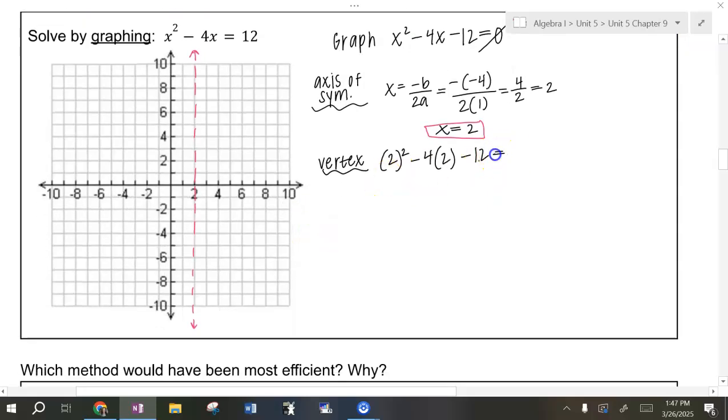So 4 minus 4 times 2 minus 12. You do the exponent first. Now you can multiply: 4 minus 8 minus 12. Now you can add and subtract. 4 minus 8 would be negative 4. And then negative 4 minus 12 would be negative 16.